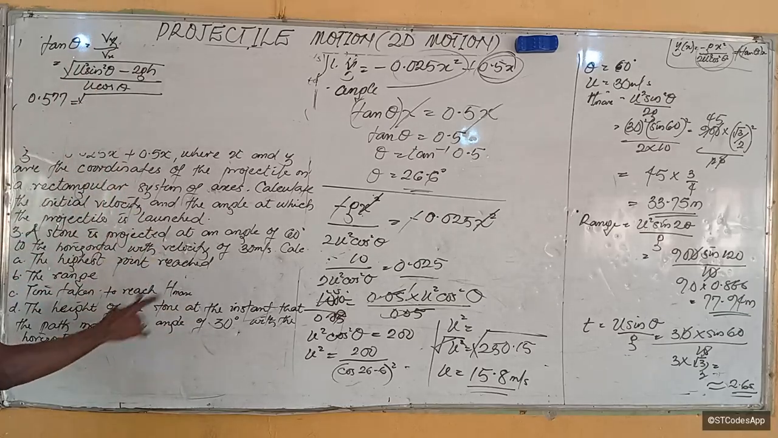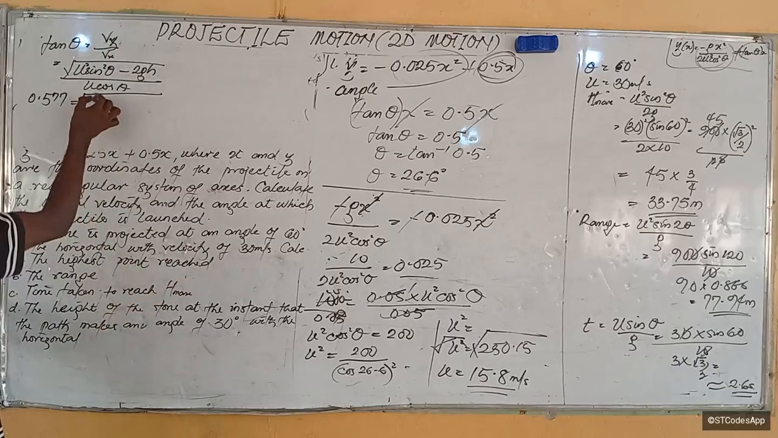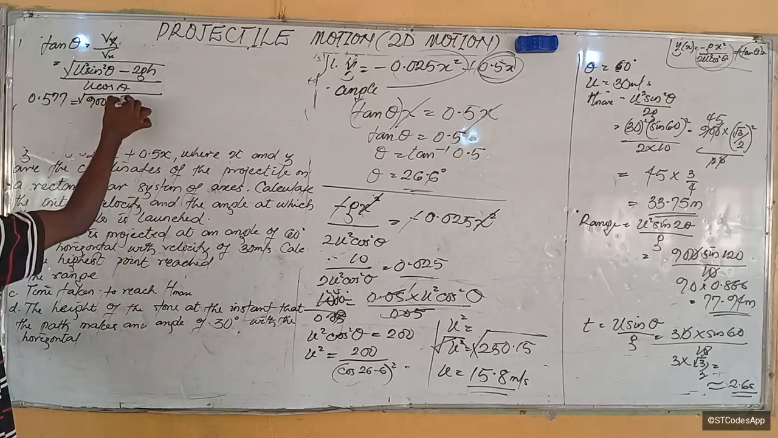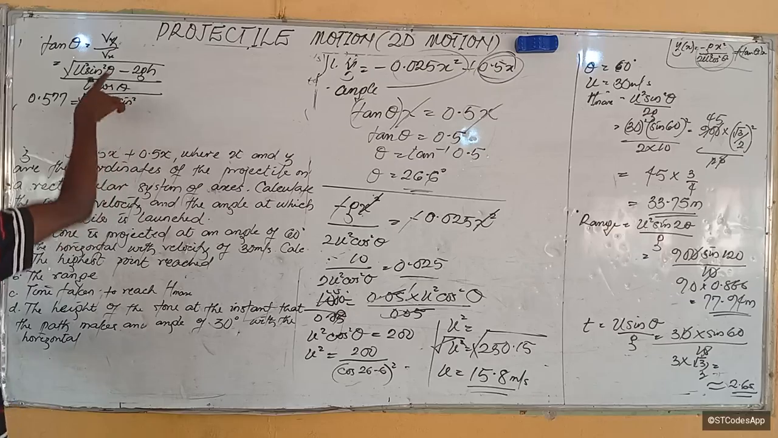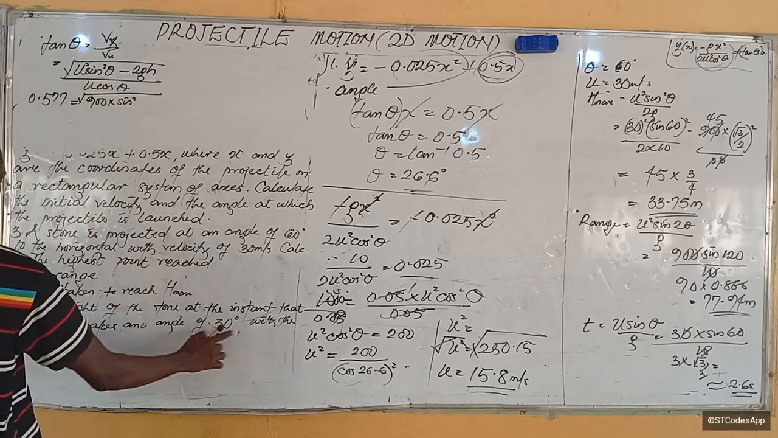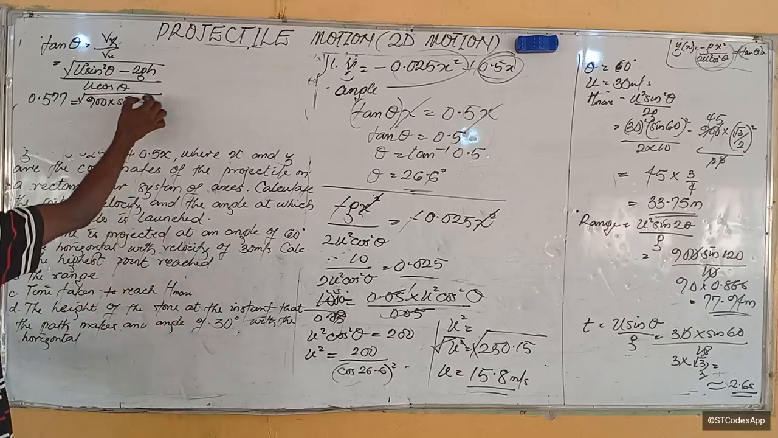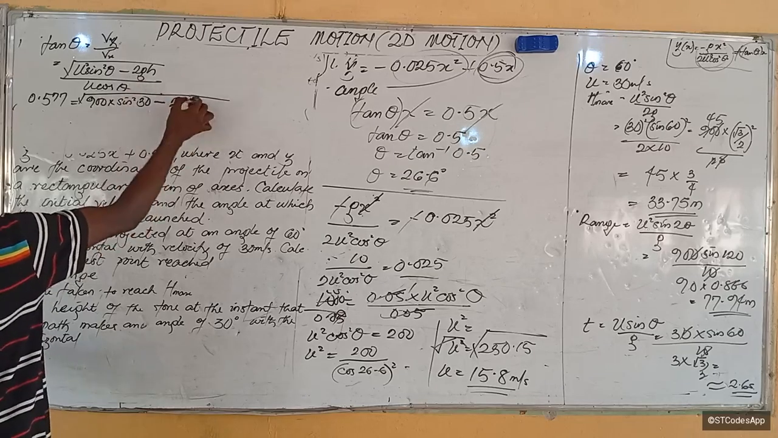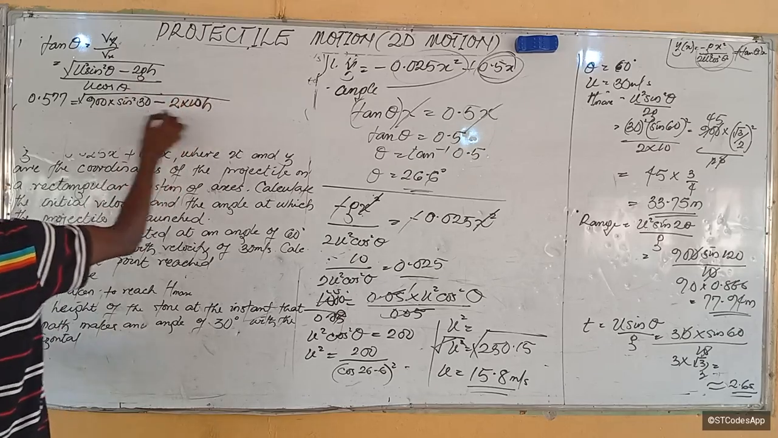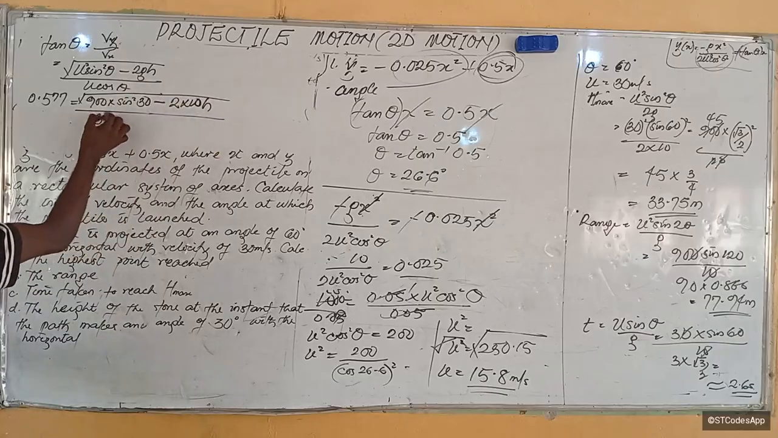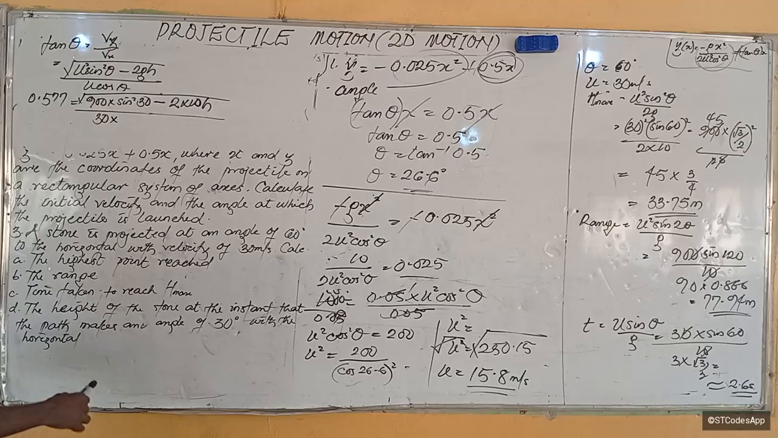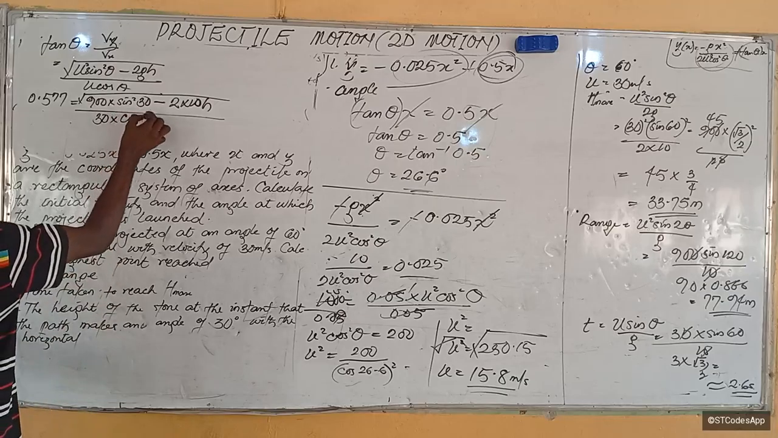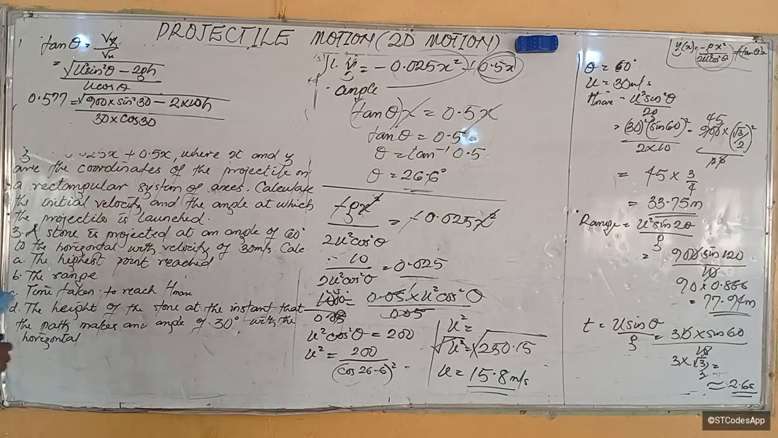What is the u? The u is still 30. So 30 squared, 900 times sine squared. Now the new angle is what? 30. The path makes this angle. So sine squared 30 minus 2g, that's 2 times 10h, right? Over u, which is 30, times cos of 30. Okay?